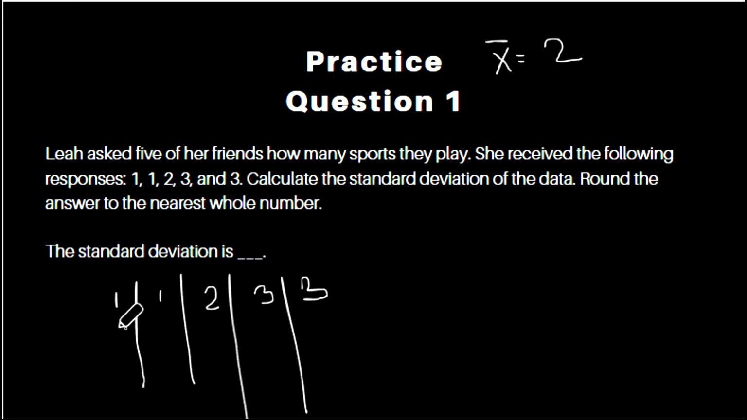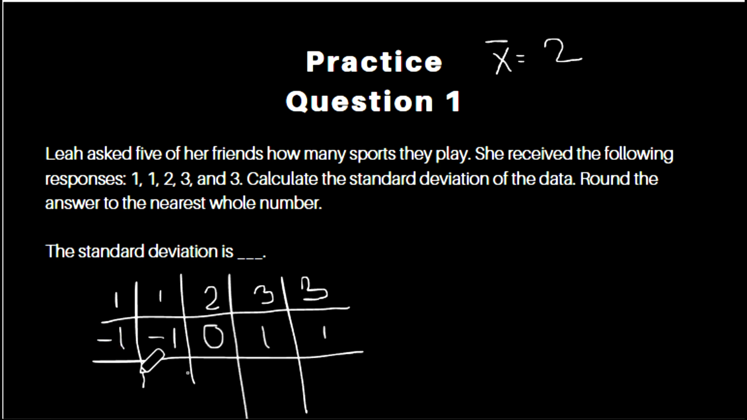Now we need to find the difference between the point and the mean. So 1 minus 2 is negative 1, negative 1. 2 minus 2 is 0. 3 minus 2 is positive 1 and positive 1. Now we're going to square these values to get rid of the negatives. So we have positive 1, positive 1, 0, positive 1, and positive 1.